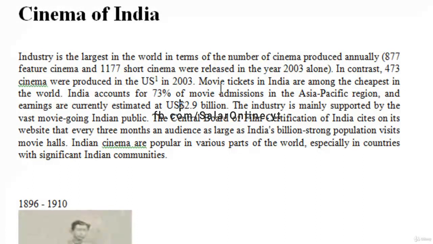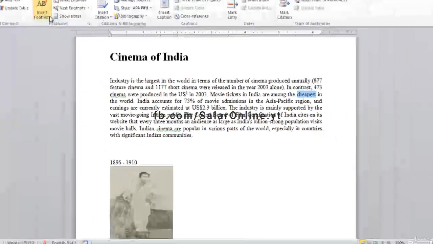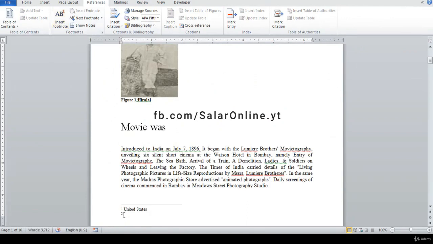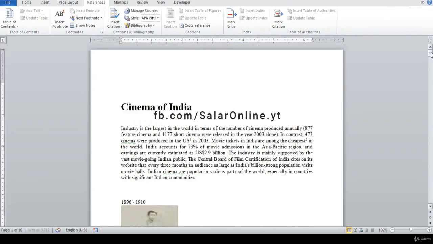Another footnote, let's say if I want to create, let's say for cheapest, I want to mention less price, so I've selected cheapest and I'm going for Insert Footnote. So it's giving 2, so I've given less price, and here you can see 2.